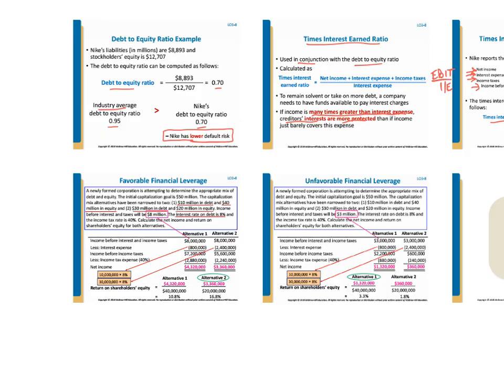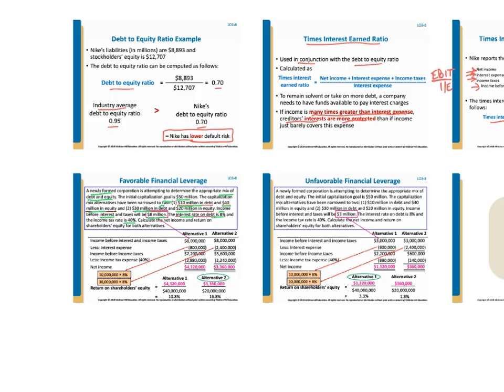First example says that a newly formed corporation is trying to determine the appropriate mix of its two ways of funding assets, debt or equity. They indicated that their goal is to raise $50 million, and they've narrowed it down to just two options. One is to have $10 million in debt and $40 million in equity, and the other is to have $30 million in debt and $20 million in equity. They give us income before interest and taxes at $8 million, and they indicate that their interest rate on debt is 8%. The income tax rate is 40%.